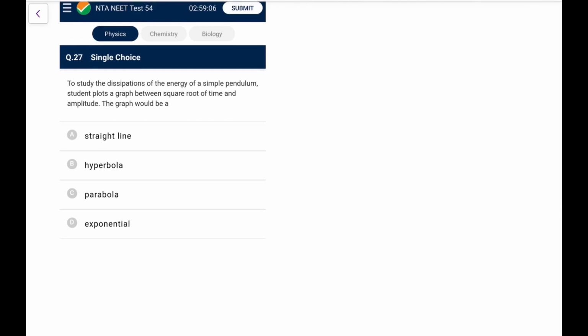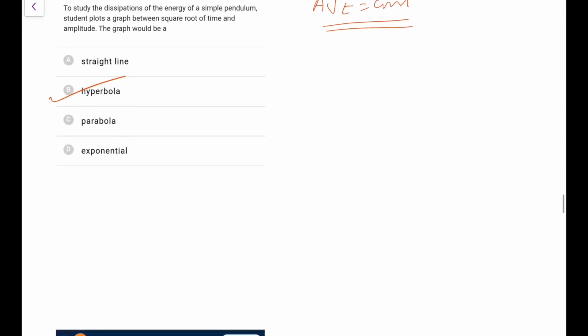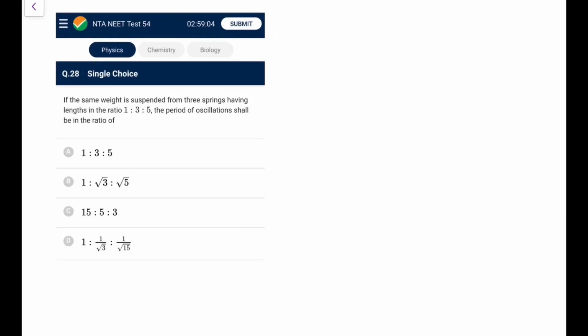Now, next one. To study the dissipation of energy of the simple pendulum, student plots a graph between square root of time and amplitude. The graph would be, okay. Now this is, you have done as an experiment, where you plot amplitude square with time and you find that is hyperbola. So you remember from that fact that a square t remains constant type of thing. So if I plot a graph between a root t, that will also be a constant, and that is also going to be a hyperbolic curve. Just remember this. So it might be tough for you if you don't remember, but there is an experiment also based on this that you have to do.